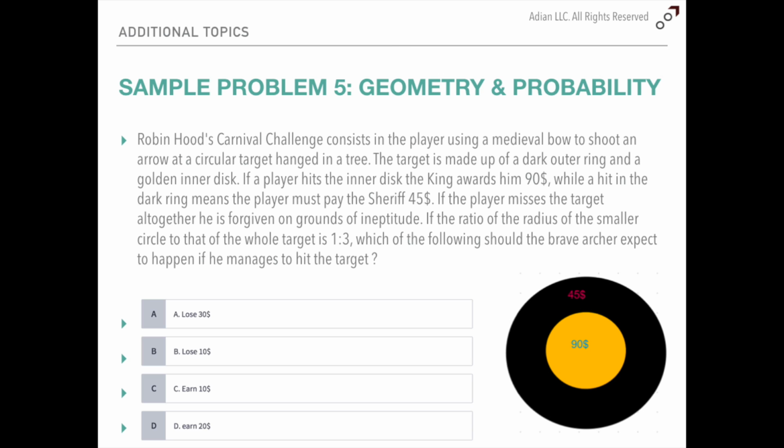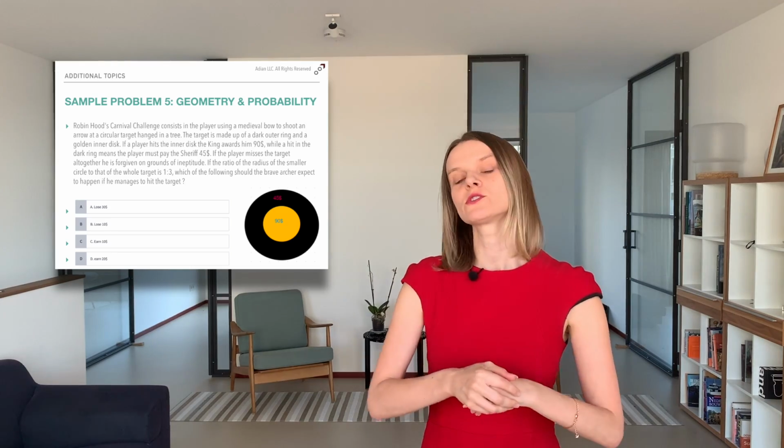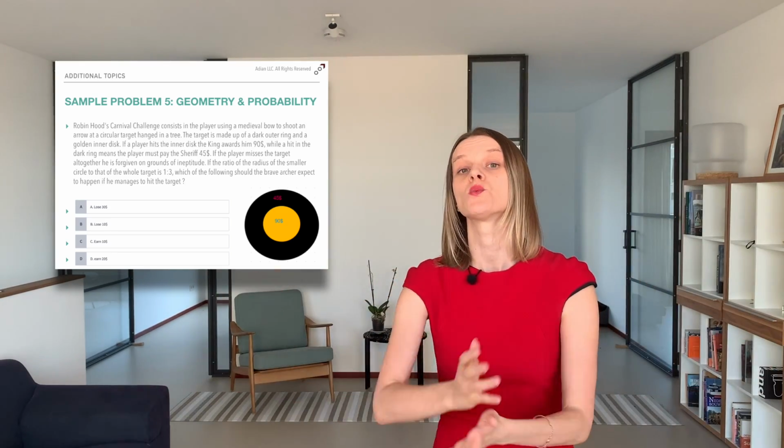If the ratio of the radius of the smaller circle to that of the whole target is 1 to 3, which of the following should the brave archer expect as a reward? So here you'll need to remember that the whole probability is 1.